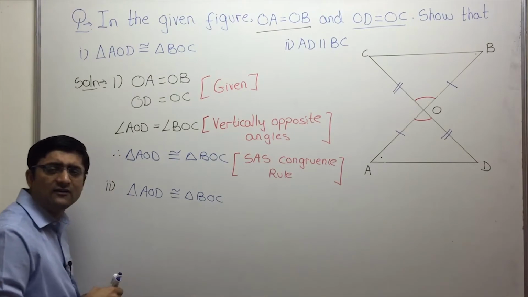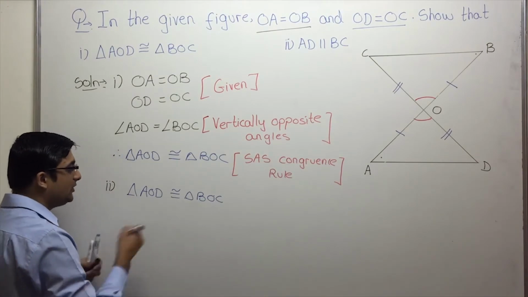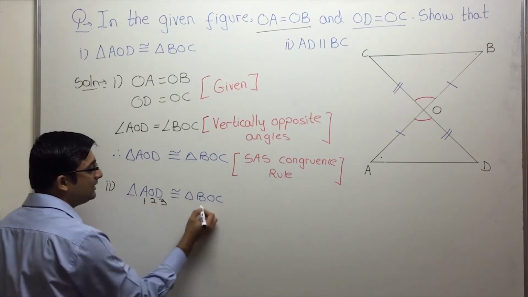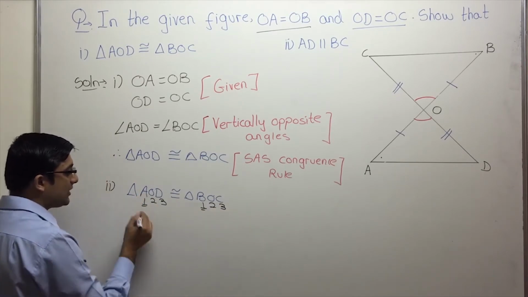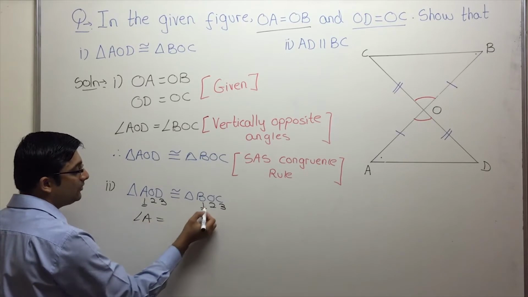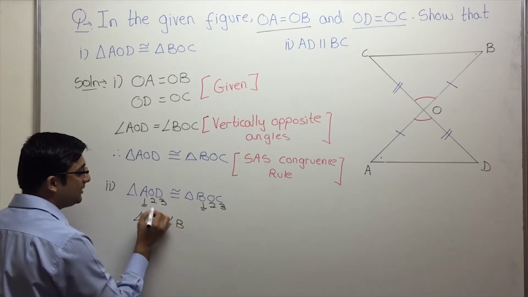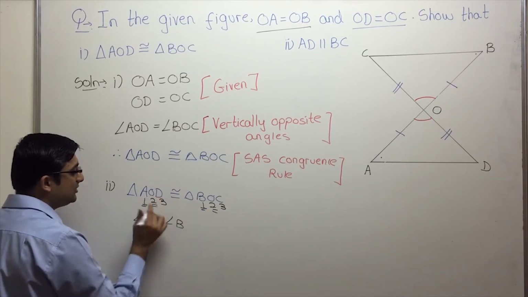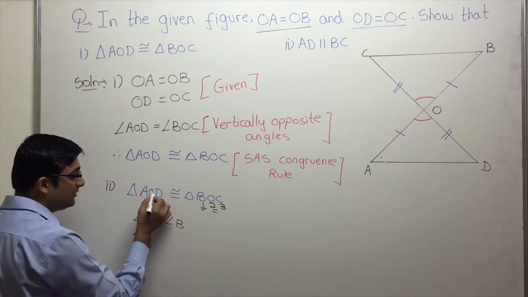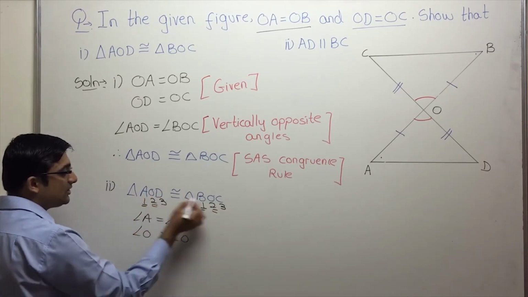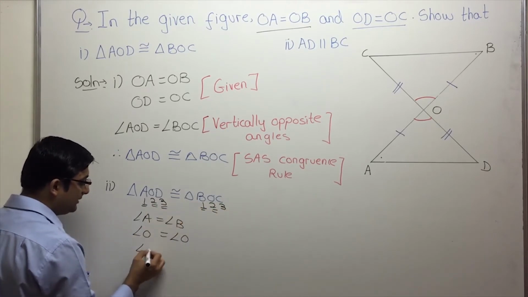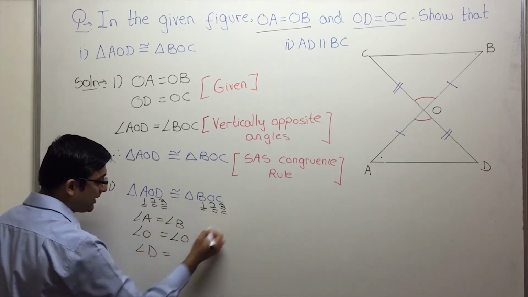So what I'll do is I'll write down all the corresponding angles. How do we do that? Label this 1, 2, 3. Label this 1, 2, 3. So first letter corresponds to first letter. So angle A is equal to first letter over here, that is angle B. Next, second letter corresponds to second letter. So angle O of this triangle, triangle AOD, is equal to angle O of this triangle. Next, third letter, the third letter. So angle D is equal to angle C.